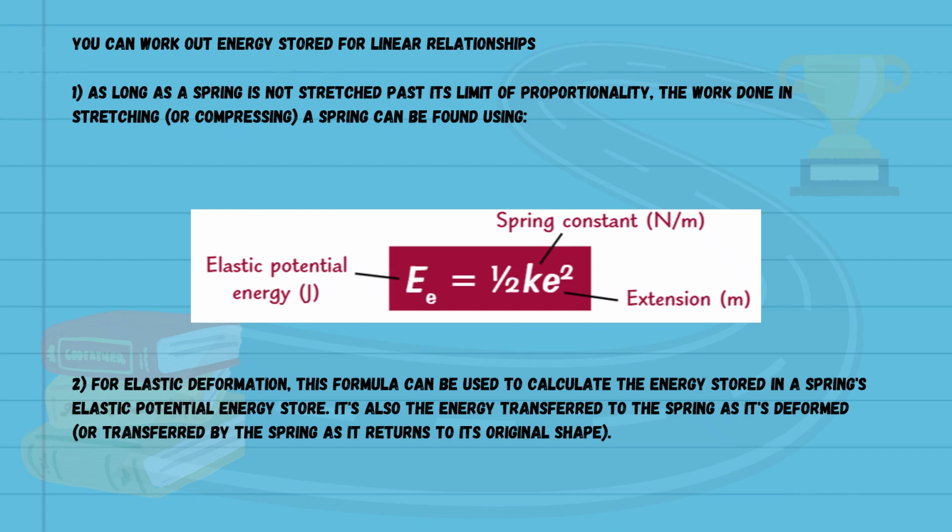As long as a spring is not stretched past its limit of proportionality, the work done in stretching or compressing a spring can be found using the formula below, which is E, elastic potential energy, equals half k, which is spring constant, e to the power of 2, which is extension. For elastic deformation, this formula can be used to calculate the energy stored in a spring's elastic potential energy store.